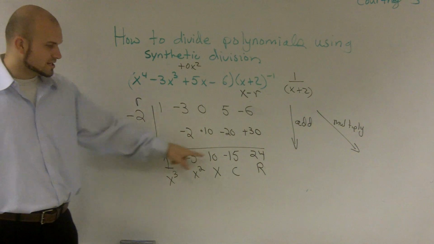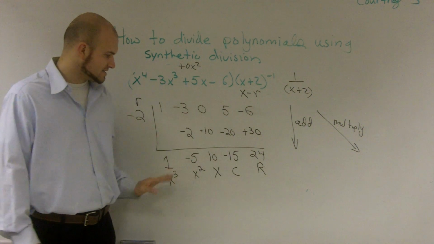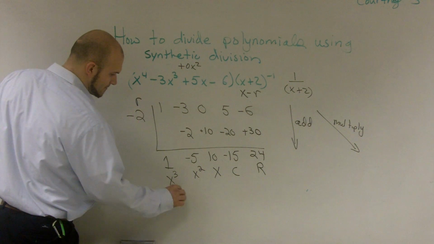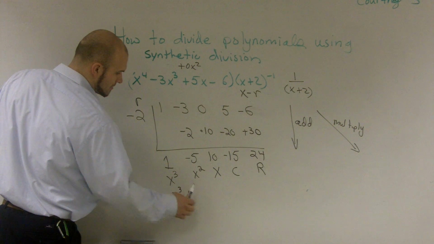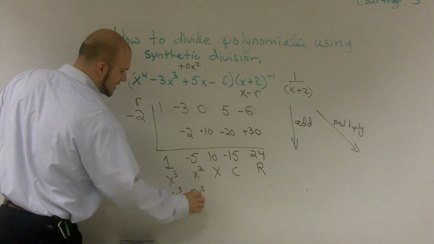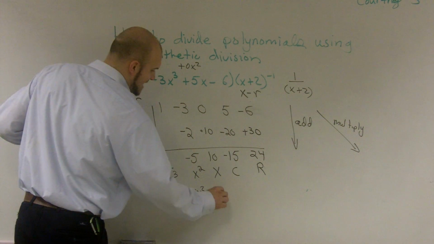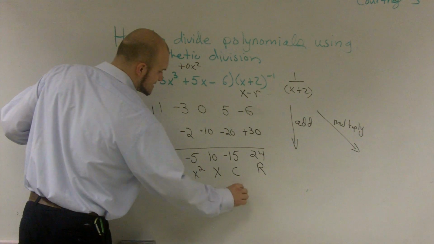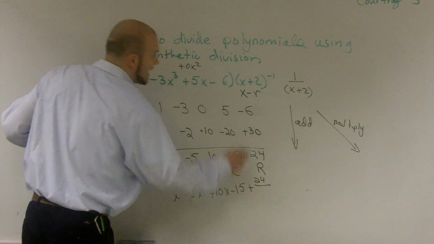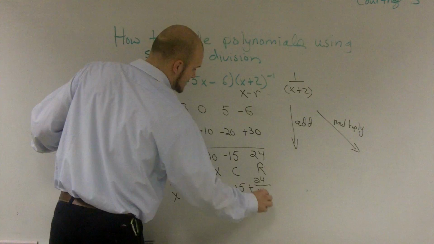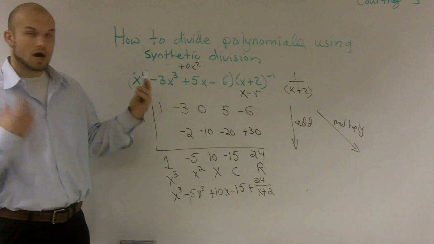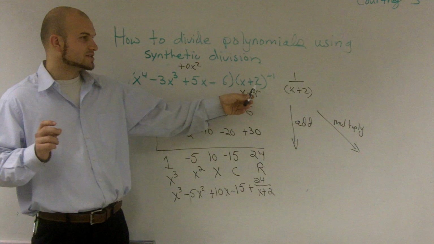So now all these numbers right here are the coefficients of my equation. So now I can write 1. I don't need to write that. And then this is negative 5 x squared plus 10x minus 15 plus 24 divided by my divisor, which is x plus 2.